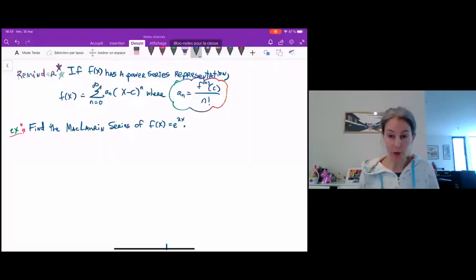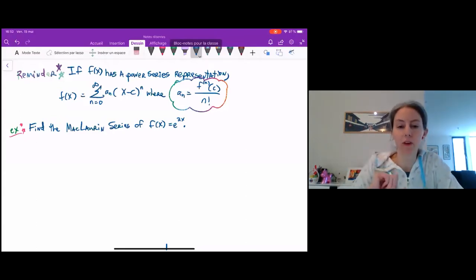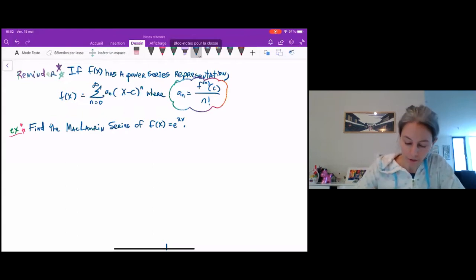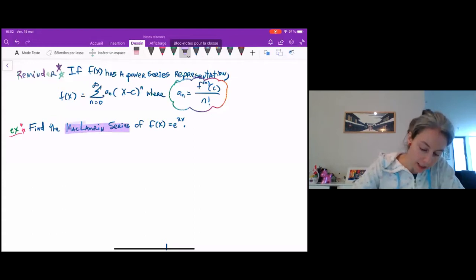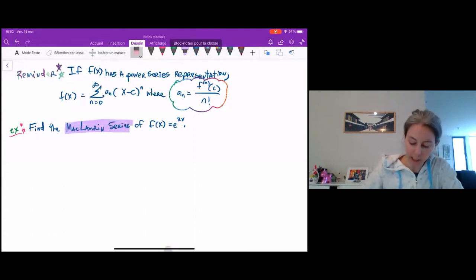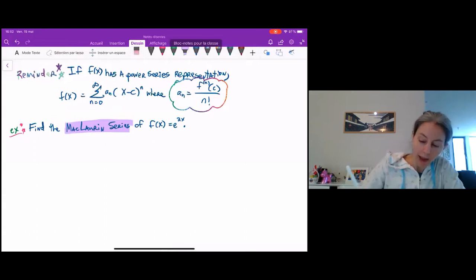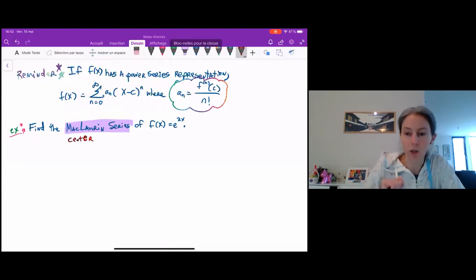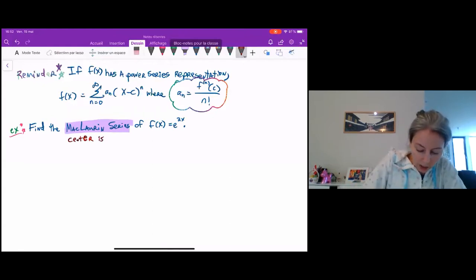We have a reminder here that if f of x has a power series representation, then the coefficients in that power series can be given by the nth derivative evaluated at c divided by n factorial. So here we're asked to find the Maclaurin series. And remember, a Maclaurin series is a Taylor series whose center is 0. And a Taylor series is a series of the form right up above. And that theorem that gave us that thing right there, that's called Taylor's theorem. So the center is 0.